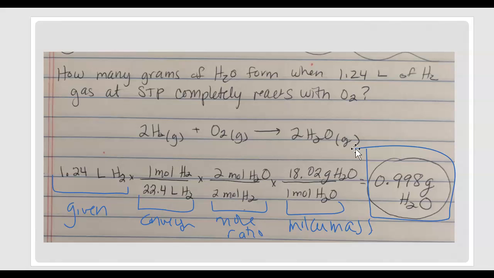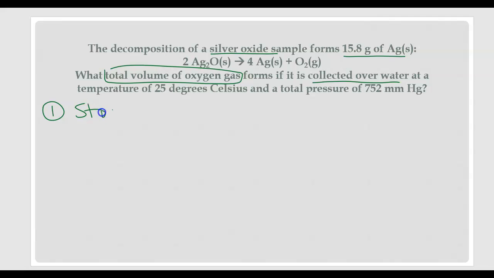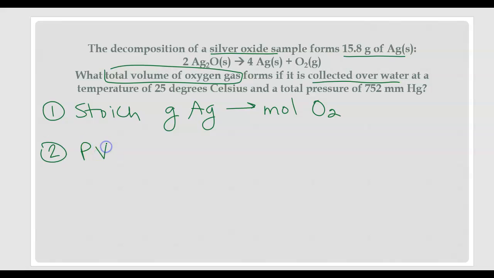All right, now we're going to look at a more challenging problem. This one is going to require us to take a look at pressure if we collect a gas over water. The decomposition of silver oxide forms 15.8 grams of silver. So we want to know the volume of oxygen gas that's formed if it's collected over water. Our first step is going to be to do stoichiometry, where we're going to go from grams of silver to moles of oxygen. And then our second step is going to use PV equals nRT.